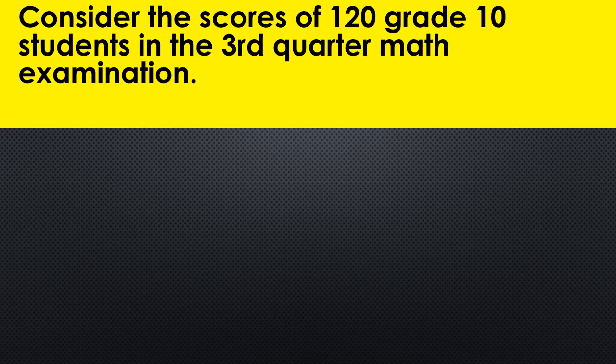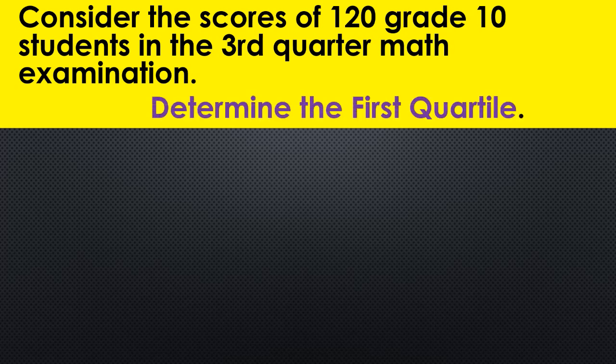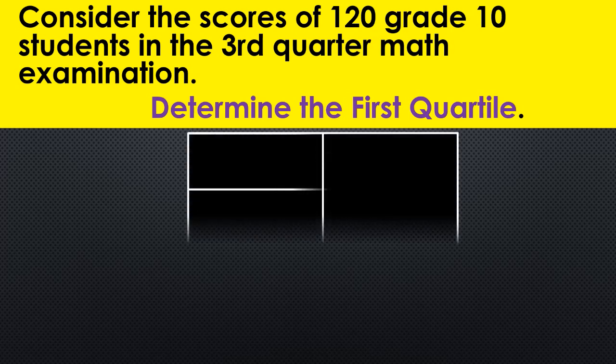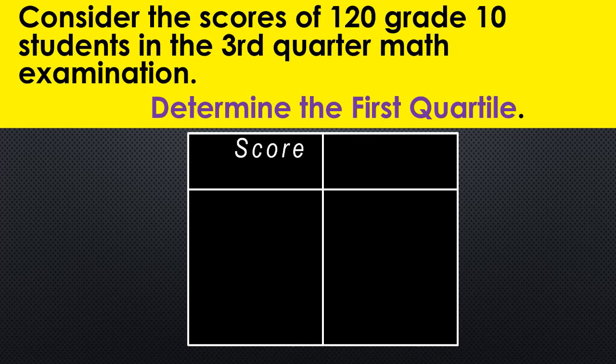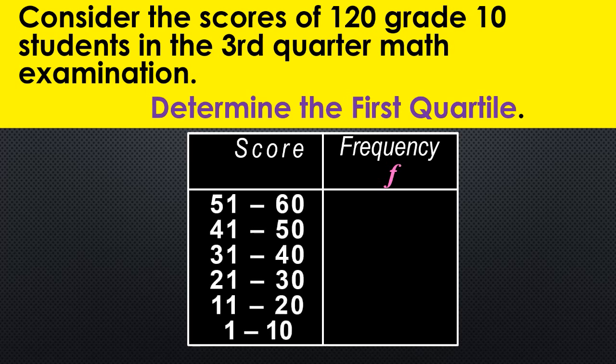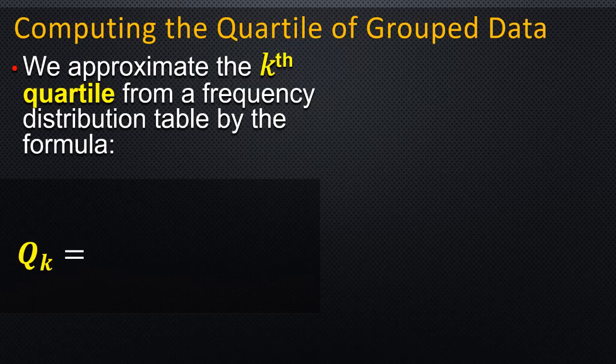Let us consider the scores of 120 grade 10 students in the third quarter math examination. Determine the first quartile. Now, here is the table. We have score and frequency. The set of scores are 51 to 60, 41 to 50, 31 to 40, 21 to 30, 11 to 20, 1 to 10. And the frequencies are 7, 21, 49, 21, 18, and 4. Now, how are we going to compute the quartile for grouped data?